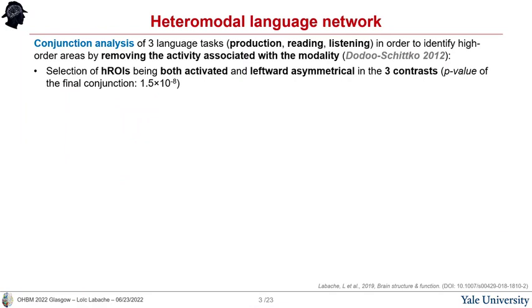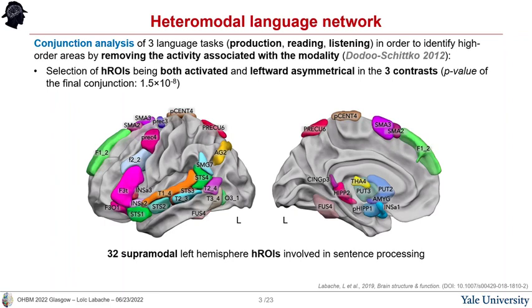So, as I said, in 2019 I published a paper about a language network atlas, and to do that I used the BIL&GIN database. It's a small database with 144 people who performed 3 different language tasks: production, reading, and listening. To make the story short, I performed a conjunction analysis of these 3 language tasks. I selected the brain regions that were both activated in the left hemisphere and leftward asymmetrical in the 3 contrasts, and I came up with 32 supramodal brain regions in the left hemisphere. All these regions define the language network that we will use next to characterize individuals.